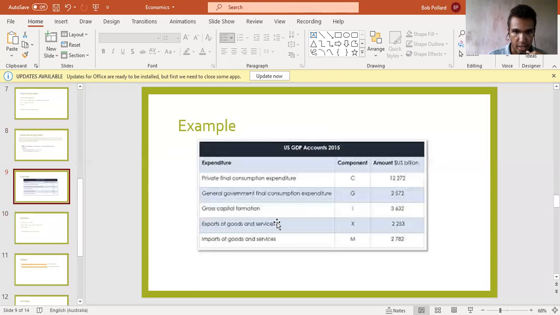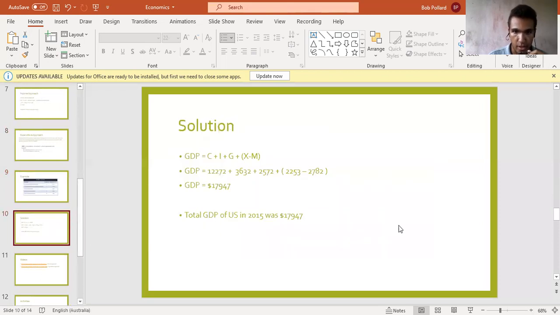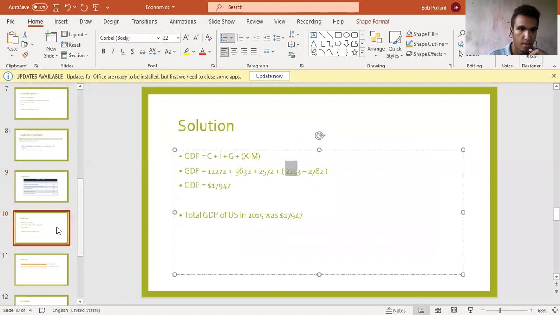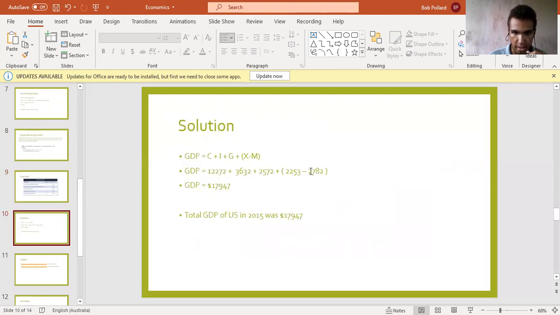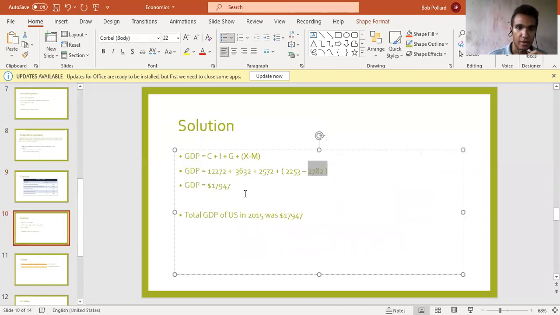Then you have your exports of goods and services, your X, which is 2,253. Then you have your imports of goods, which is M, 2,782. So you just add all this together, even the ones in the brackets, and it equals 17,947. Therefore, we can say that the total GDP of the US in 2015 was 17,947.